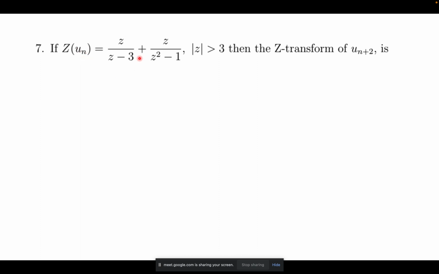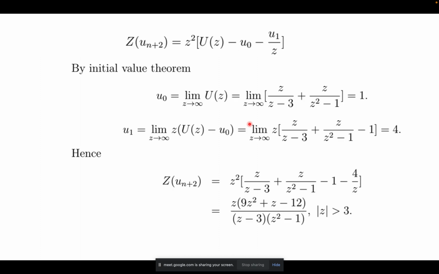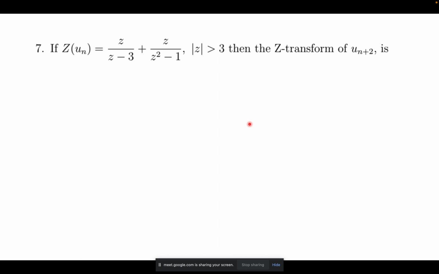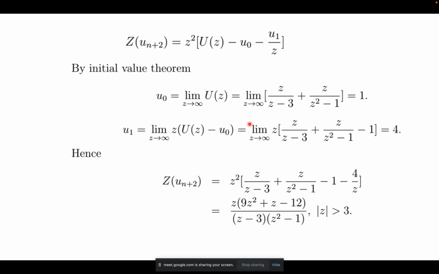Again the capital U(z) is given to you, which is the z transform of some sequence u(n), given as z upon (z minus 3) plus z upon (z square minus 1), with modulus of z more than 3 here. Then find the z transform of u(n plus 2). If I ask you what you need to use to solve this problem, it will again be the initial value theorem, because using the initial value theorem you can find u0, u1 and so on.